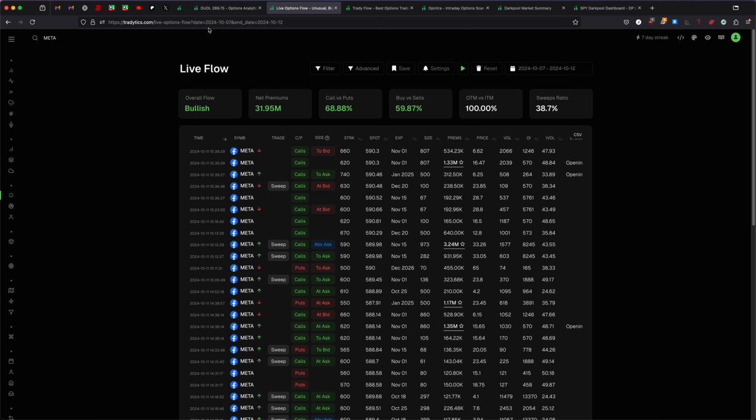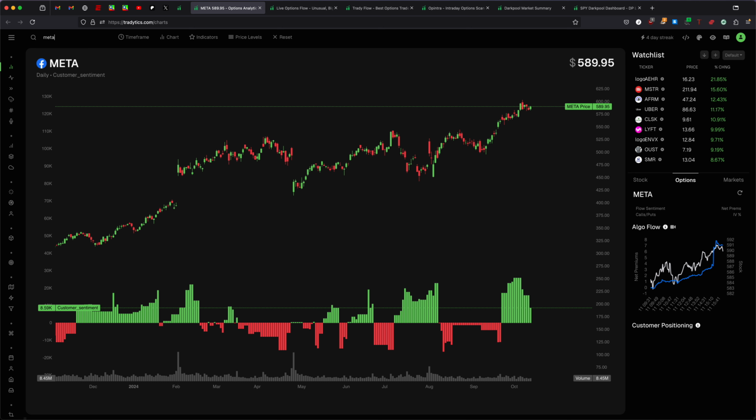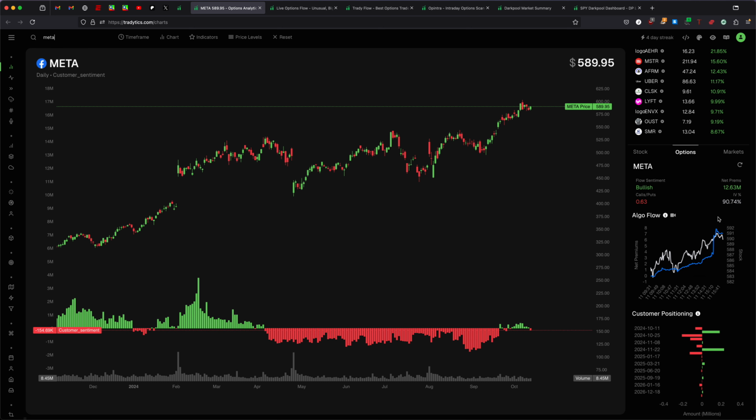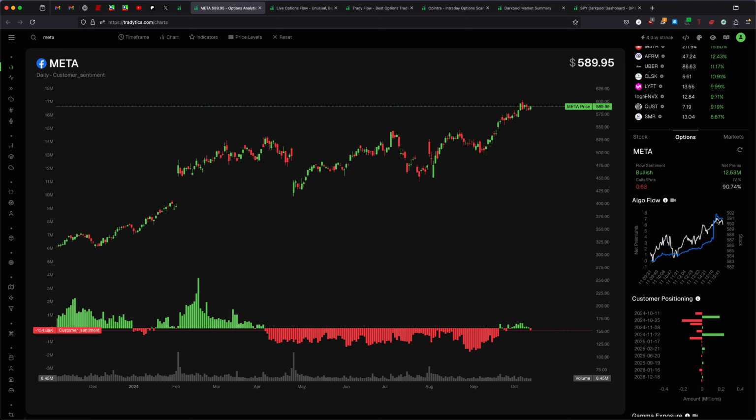Also with stocks that get flow, over here you see the algo flow. That wasn't there on Duolingo because there was no flow, so you just had customer positioning. But this is the flow from Friday. Algo flow, when you pull it up during the market, is showing you that day's flow, and since this is a weekend, it's showing us Friday's flow. The blue line is the net premiums and the white line is the stock's price. We can see that pretty much all day, people were buying calls more than they were buying puts.